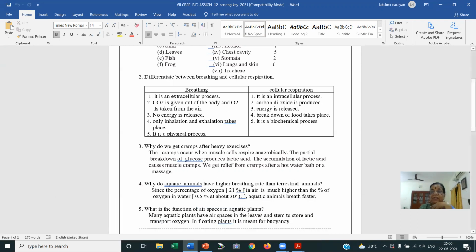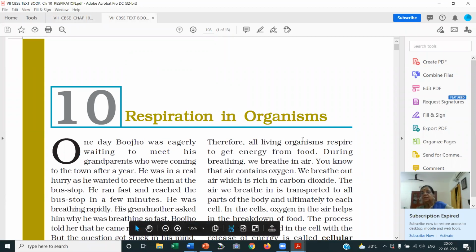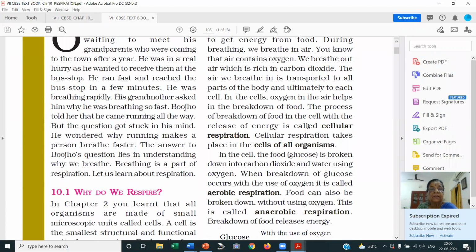So this is for our assignment number 12. Now just follow the textbook. We will not read it fully, only some brief portions. Respiration in organisms: why do we respire? Mark this line. The process of breakdown of food in the cell with the release of energy is called cellular respiration. And cellular respiration takes place in the cells of all organisms. Underline and mark this.